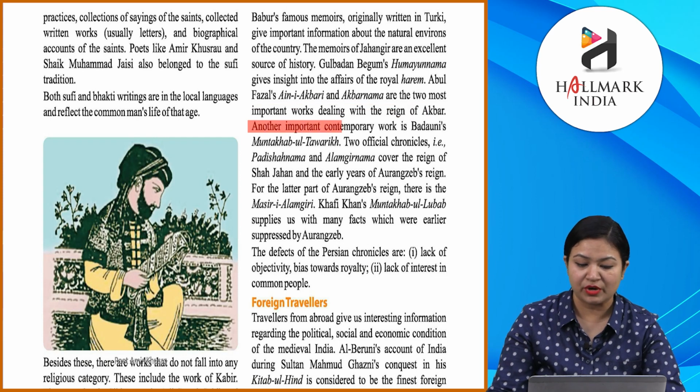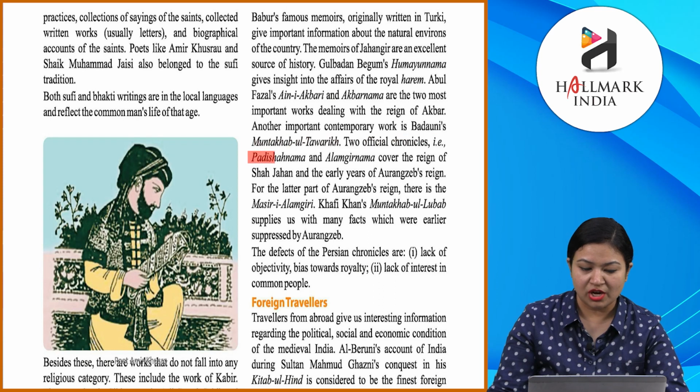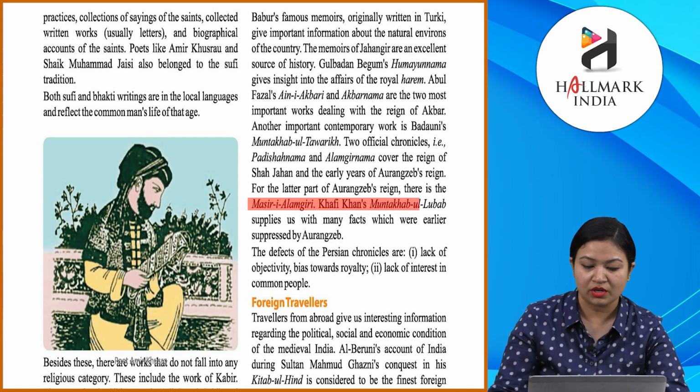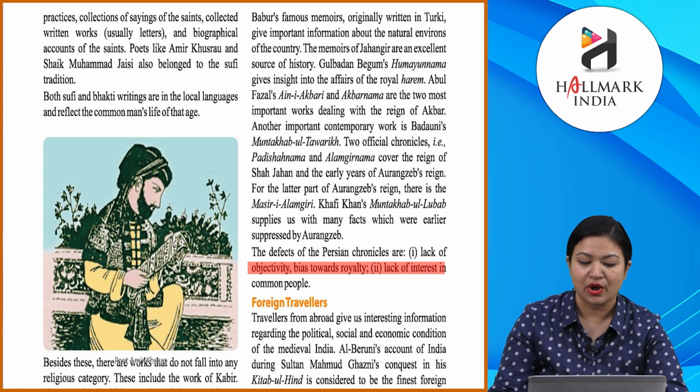Another important contemporary work is Badayuni's Muntakhab-ut-Tawarikh. Two official chronicles, i.e. Padshah Nama and Alamgir Nama, cover the reign of Shah Jahan and the early years of Aurangzeb's reign. For the later part of Aurangzeb's reign, there is Masir-i-Alamgiri. Khafi Khan's Muntakhab-ul-Lubab supplies us with many facts which were earlier suppressed by Aurangzeb. The defects of Persian chronicles are lack of objectivity, bias towards royalty, and lack of interest in common people.